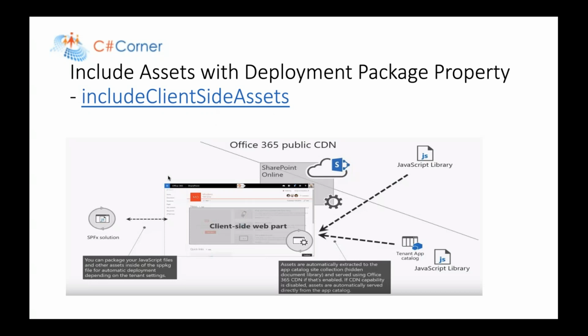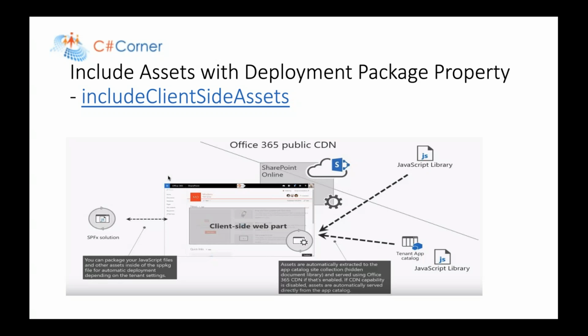So the first property in deploying a SharePoint Framework solution is include client assets. When Microsoft introduced this, what it generally does is, when you package your SharePoint Framework solution, whatever files need to be deployed in your CDN will be included within the package, and when you deploy that in the app catalog, it is going to save that in your Office 365 CDN.